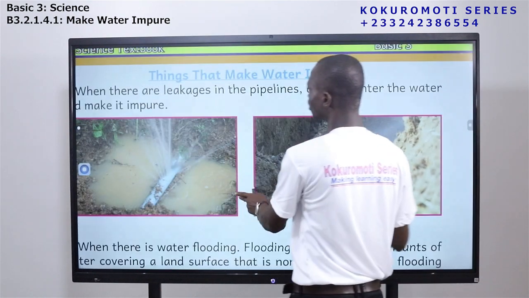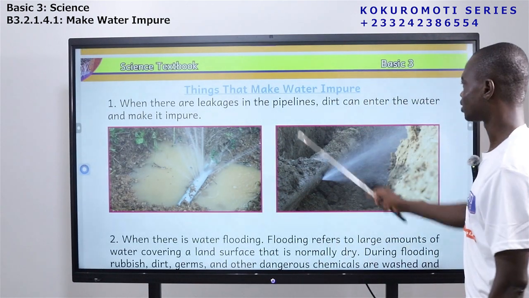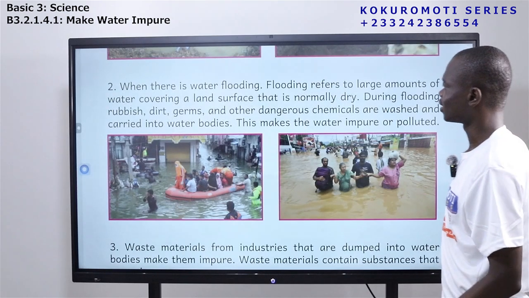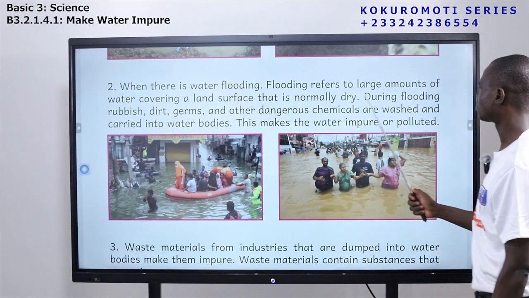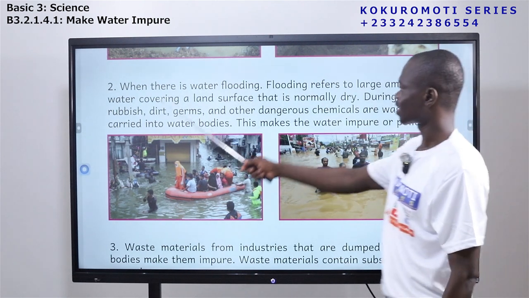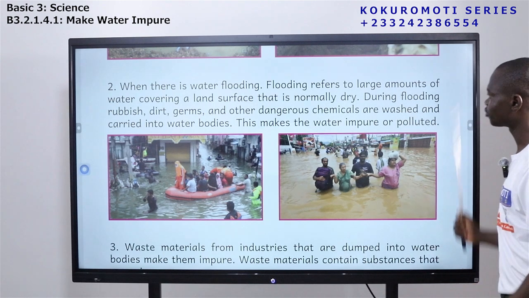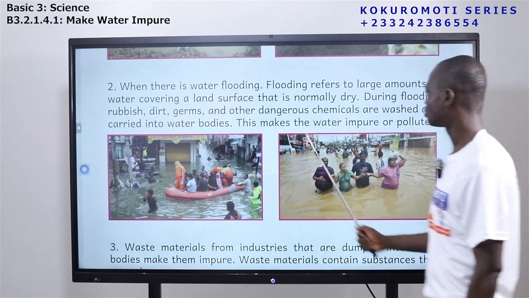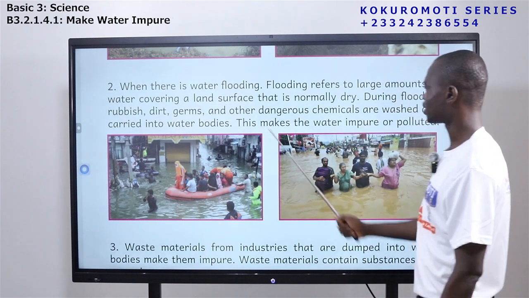So one of the causes is when there are leakages in what? Pipelines. Okay. The next one is when there is water flooding. Flooding refers to a large amount of what? Water covering a land surface that is normally dry. During flooding, rubbish, dirt, germs, and other dangerous chemicals are washed and carried into water bodies.